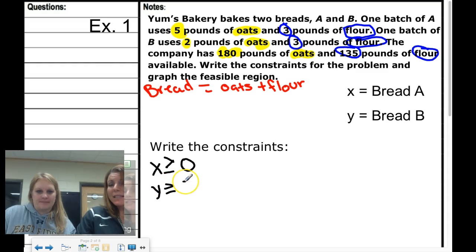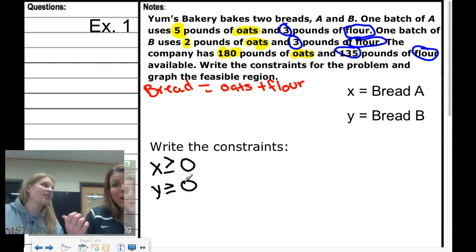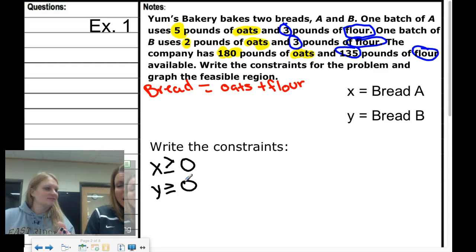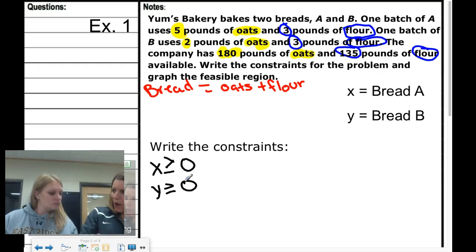Well, common sense. You have to have more than nothing when you make bread. You can't make a negative number of batches of bread. Okay. And X refers to A, Y refers to B. Got it. Okay, let's go on to the next one. Now I'm going to have Miss Boyd write this.